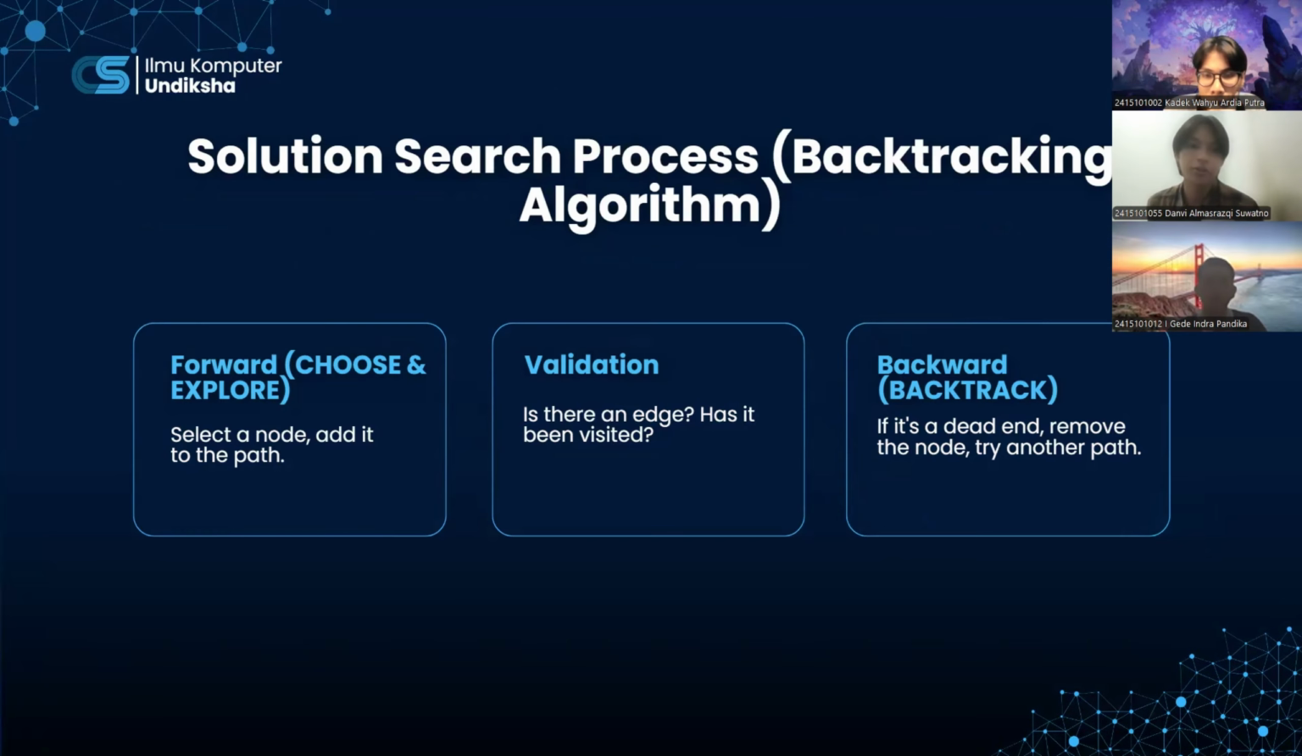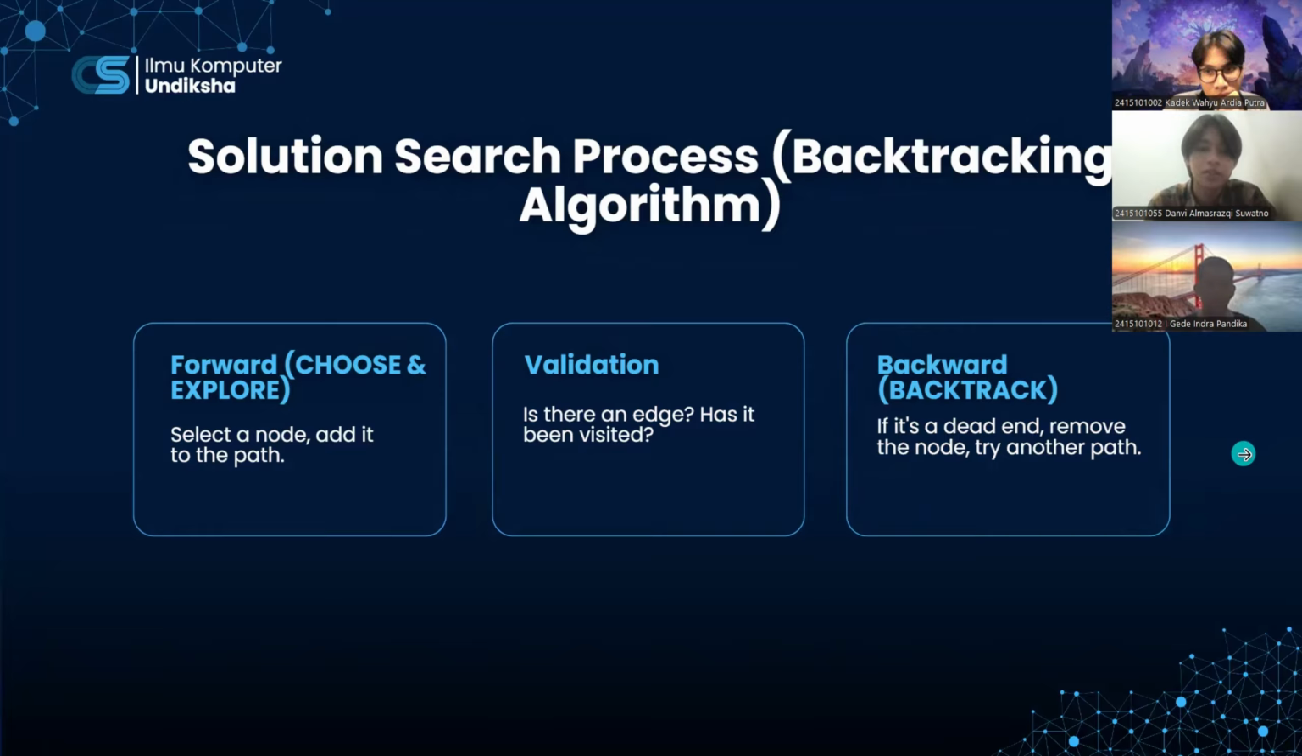Thank you. Okay, thank you, Indra, for explaining the graph structure. In this section, I will break down how our program executes on the graph to find the Hamiltonian circuit. The algorithm we are using is backtracking. You can think of this algorithm like someone trying to find their way out of a maze. The program will keep moving forward from one node to another.